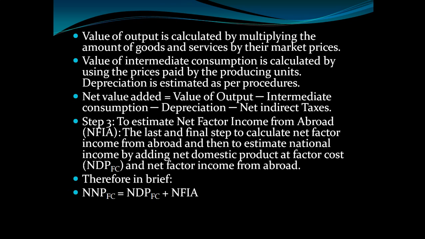Now, what is the value of output? How is it calculated? It is calculated by multiplying the amounts of goods and services by their market prices. The value of intermediate consumption is calculated using the prices paid by the producing units. Depreciation is estimated as per procedures. Net value added equals value of output minus intermediate consumption minus depreciation minus net indirect taxes.